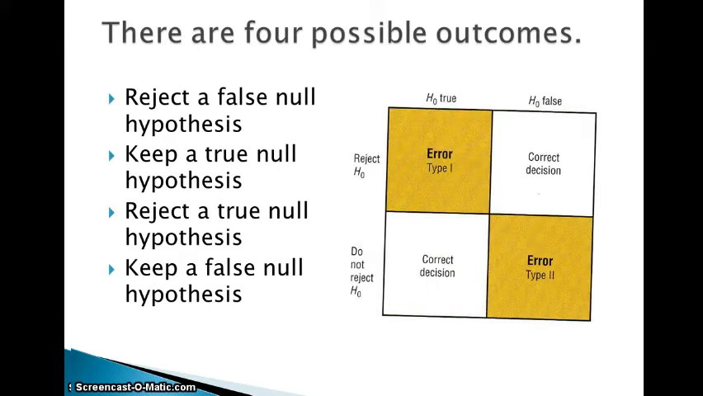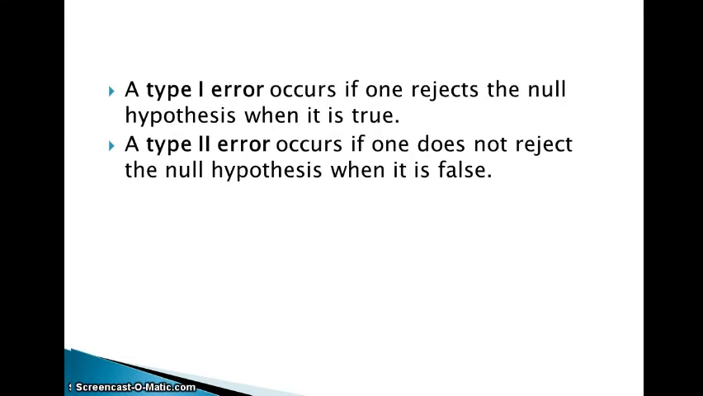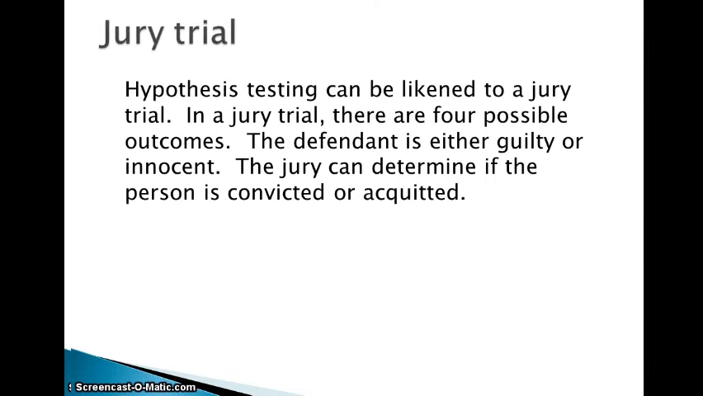So there are four possible outcomes. And you can see that a type 1 is when the null hypothesis is true, but we reject it. And a type 2 is when the null hypothesis is false, but we don't reject it. So summing it up, a type 1 error occurs if one rejects the null hypothesis when it's true. A type 2 error occurs if one does not reject the null hypothesis when it's false.